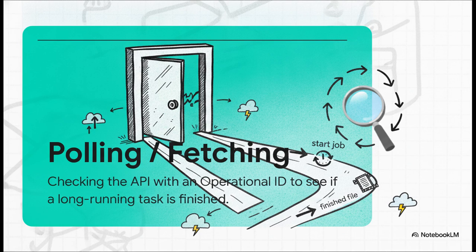Video generation is considered a long-running task. That means it requires a 2-step fetch process. Your first request just asks the API to start the job. Then you have to go back and ask the API a second time to hand over the finished file. In the tech world, this is known as polling or fetching.